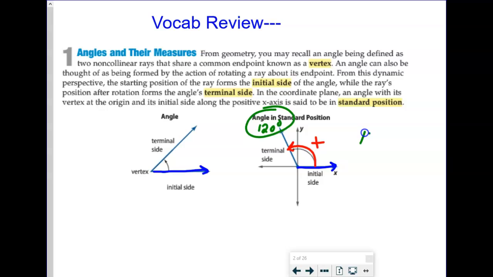So yesterday we learned that coterminal meant you add or you subtract rotations. Negative 240 would work. That would land you in the same spot, wouldn't it? Okay. You could rotate once through and come back. 480. That would work.